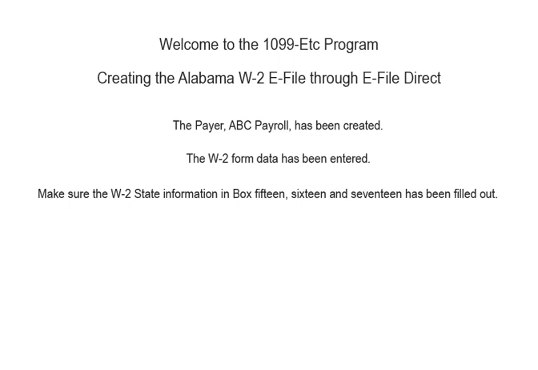This tutorial covers creating the Alabama W-2 e-file through e-file direct. Once the file is created, it is the user's responsibility to upload the file to Alabama. To begin, the pair, ABC payroll, has been created. The W-2 form data has been entered. Make sure the W-2 state information in box 15, 16 and 17 has been filled out as needed.